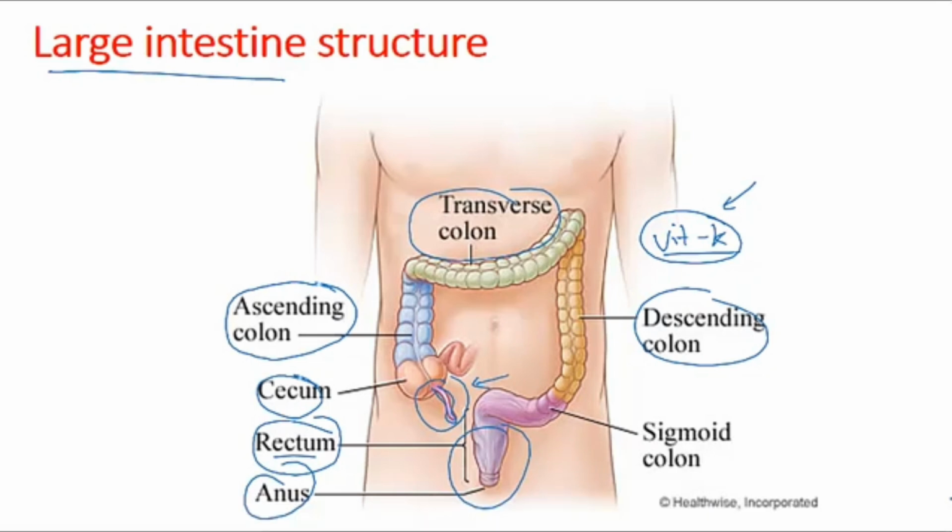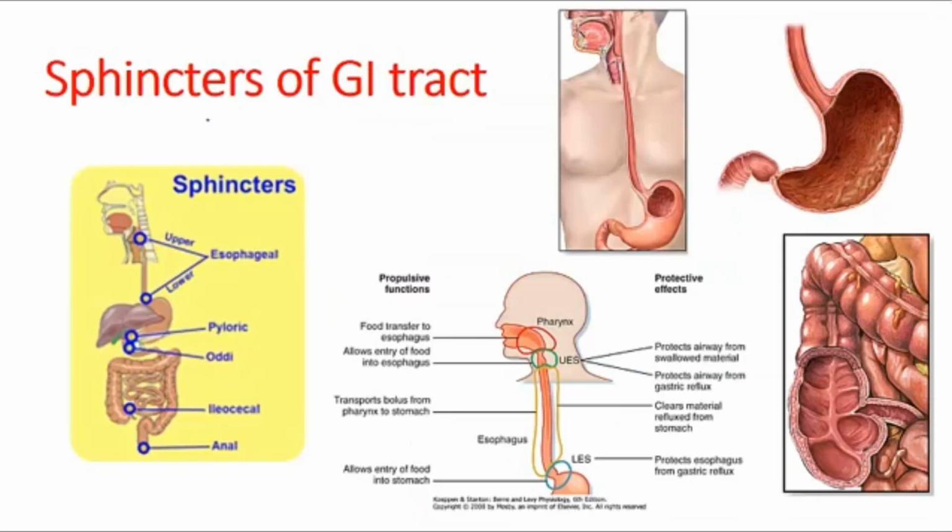Now we will see some other accessory parts of the digestive tract that also help in the process of digestion and absorption of food. One such thing is sphincters. Sphincters regulate the passage of food from one region of the digestive tract to the next, and then finally help the feces get out of the body. So the role of sphincters in controlling digestion is huge.